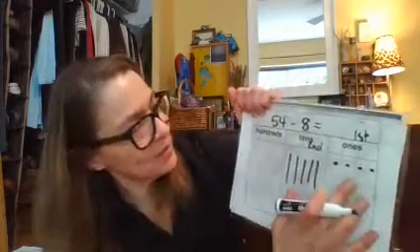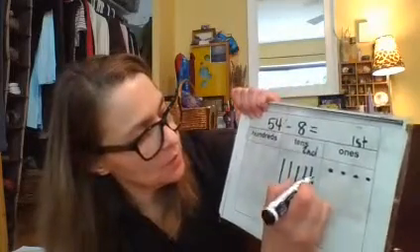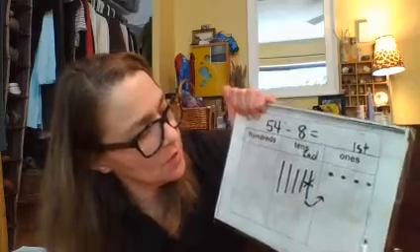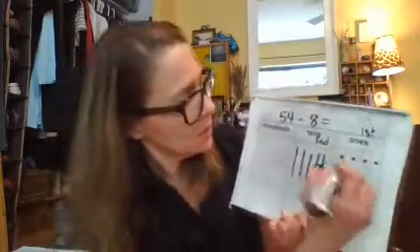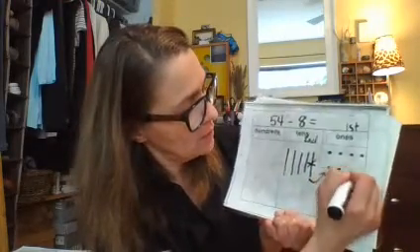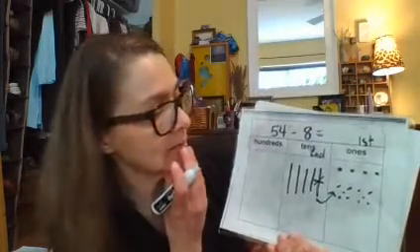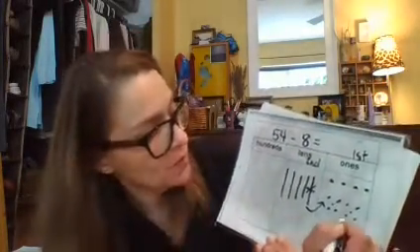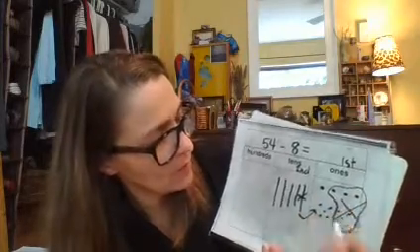We're going to see that we don't have enough to take away 8, so we're going to do a regrouping. We're going to move it over, or an exchange, and we're going to add 10 ones here. Okay, and now I can take away 8. So 5 plus 3 is 8. I'm going to take that away.